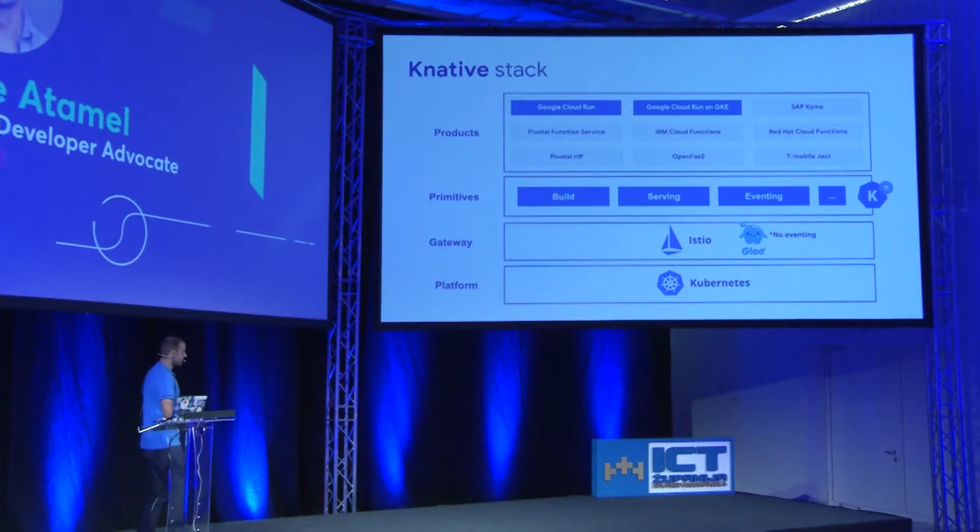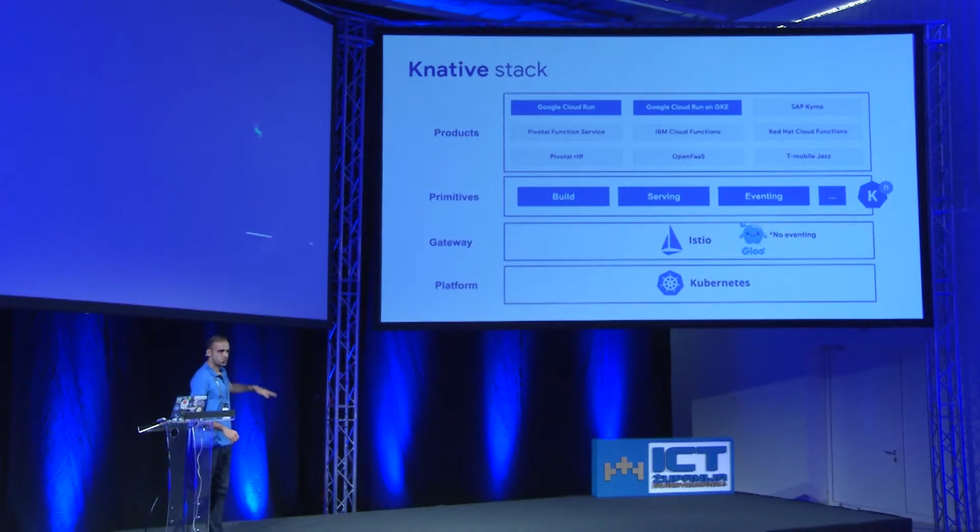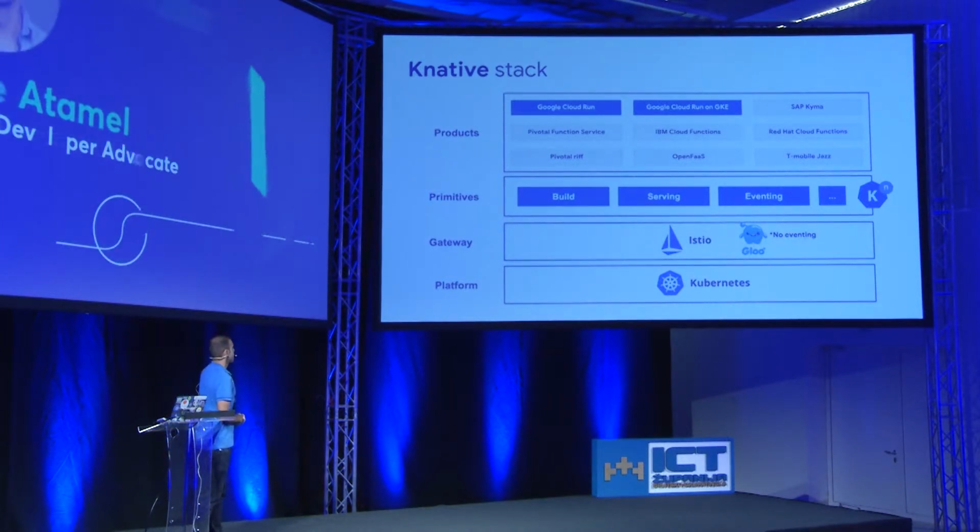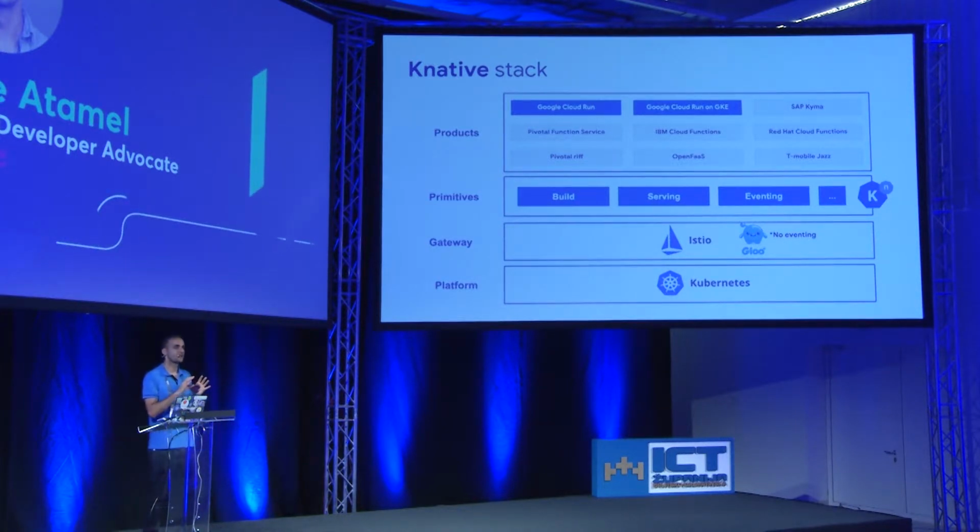Okay, so hopefully this kind of answers what is Knative and why you should care about it. Now the Knative stack kind of looks like this. First, you have the platform, so everything runs on Kubernetes. Then Knative relies on a gateway. So Knative doesn't really handle the traffic and how the traffic is routed within your cluster. Instead, it relies on either Istio or something else called Glue for networking, for gateway.